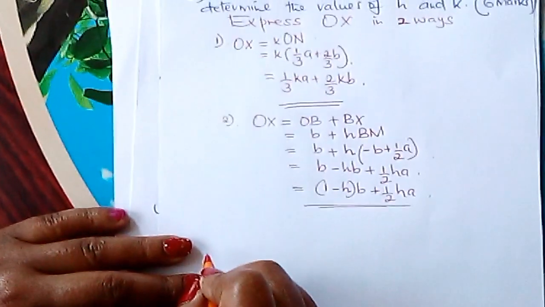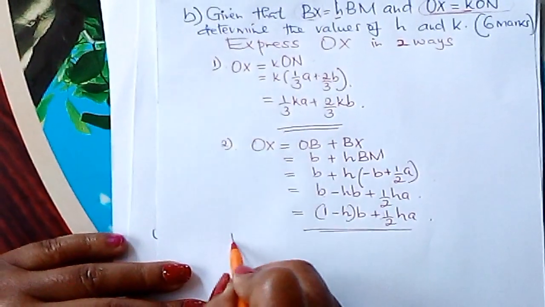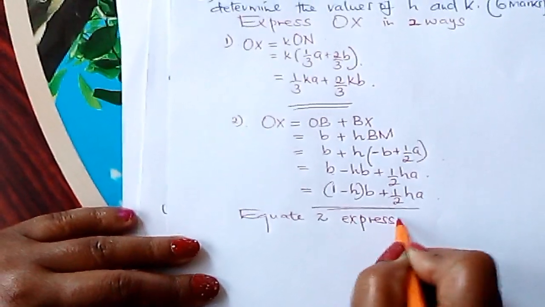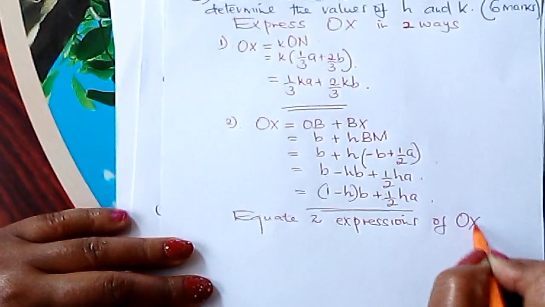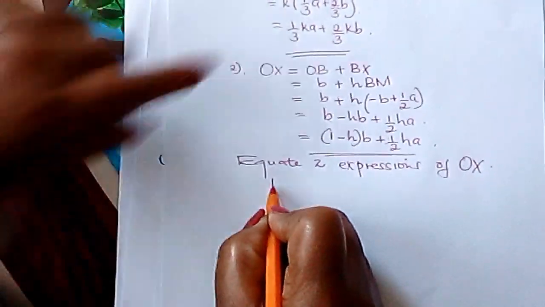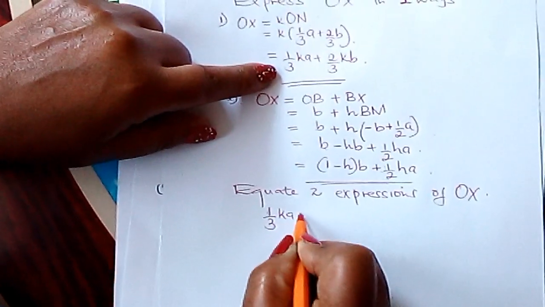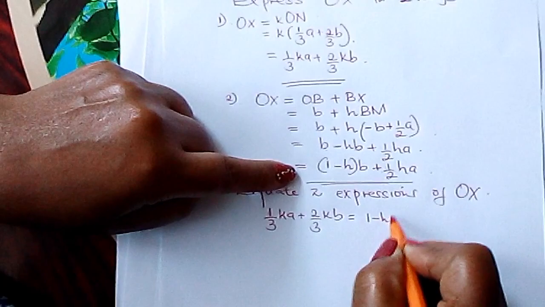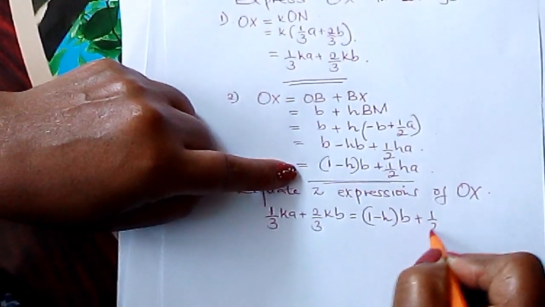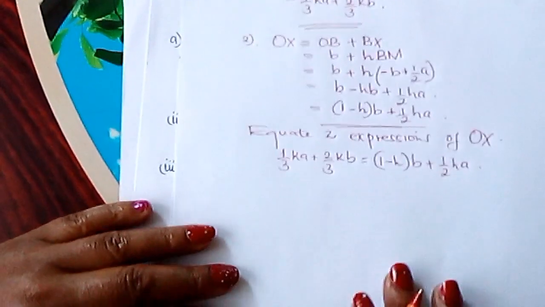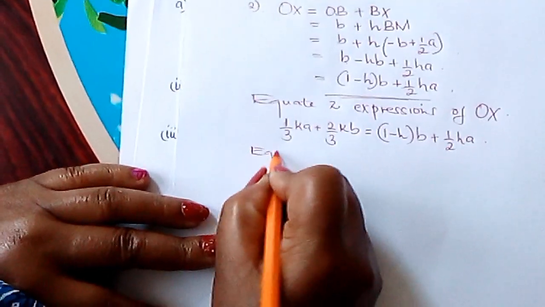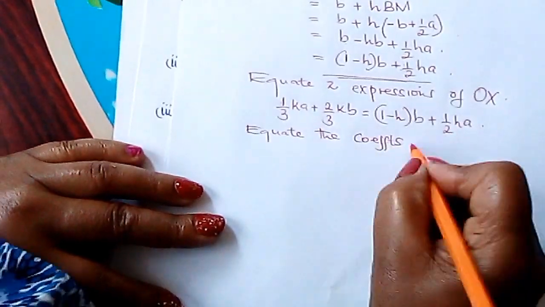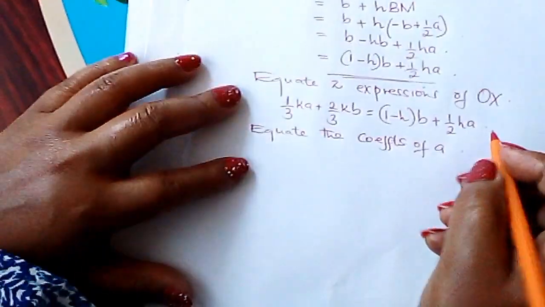From there, learner, how do you get your h and k? To get your h and k, equate the two expressions of OX. The first OX is this one here. You write it down, and then you write this other one: 1 minus h, B plus a half h of A. Good. From there, you now equate the coefficients. Let me write it in short like that. The coefficients of A. Equate the coefficients of A.